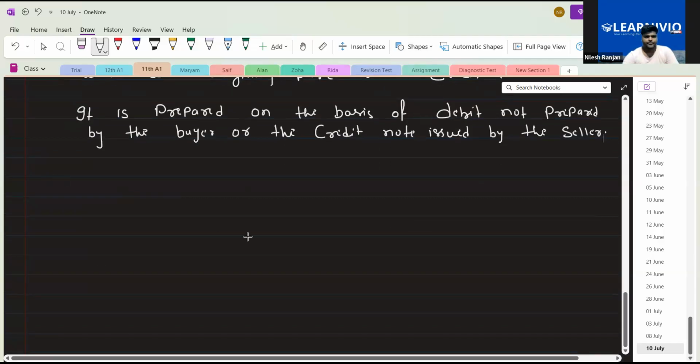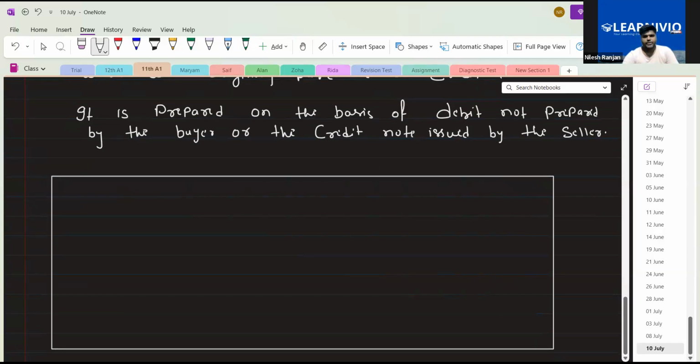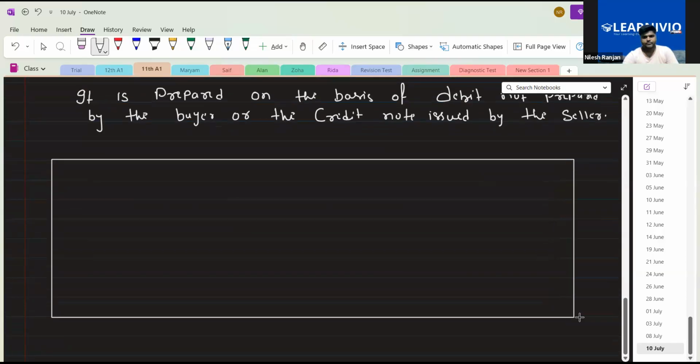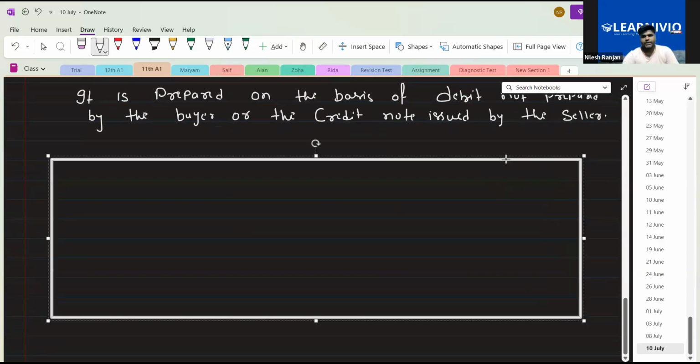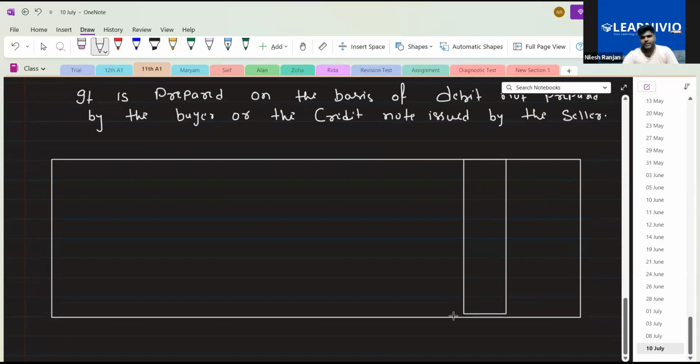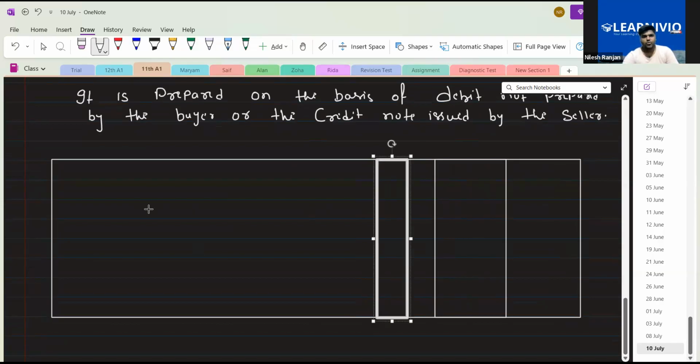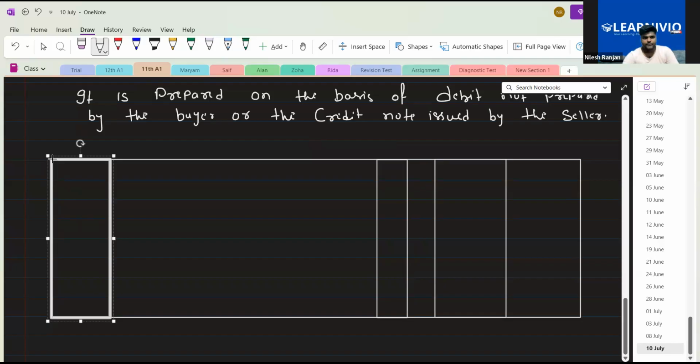Can you see? Yes. So the debit note is prepared by the buyer because we are returning goods. So we will send the detail to the seller that we have returned this value of goods and we are debiting your account in our books. That's it. That is why it is called debit note.